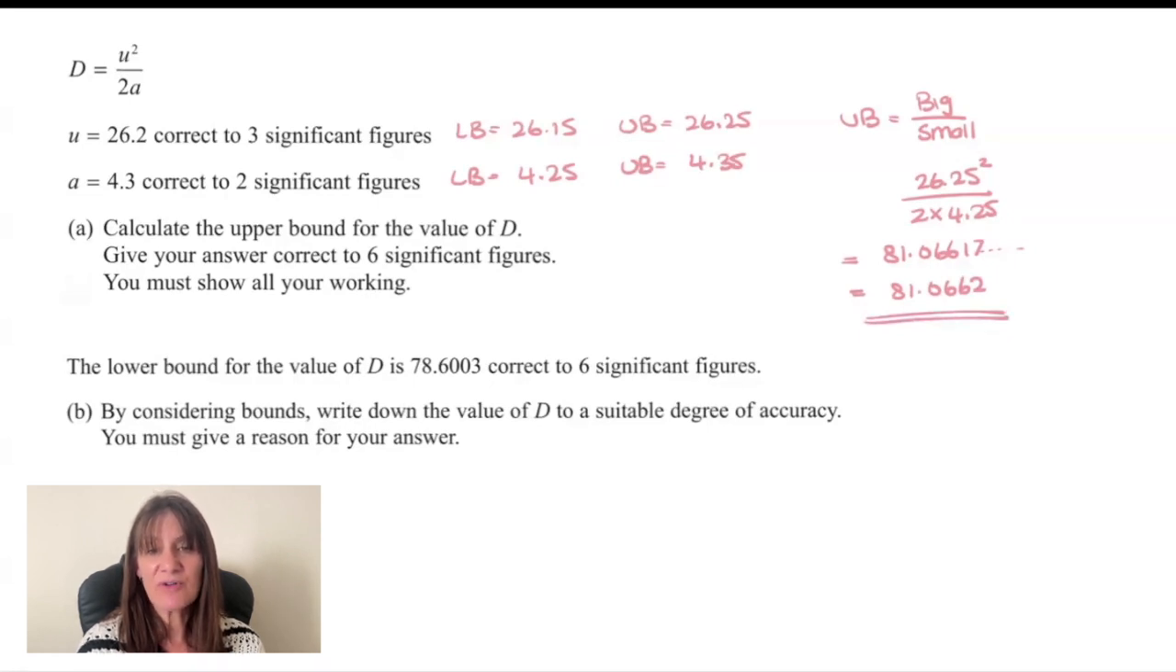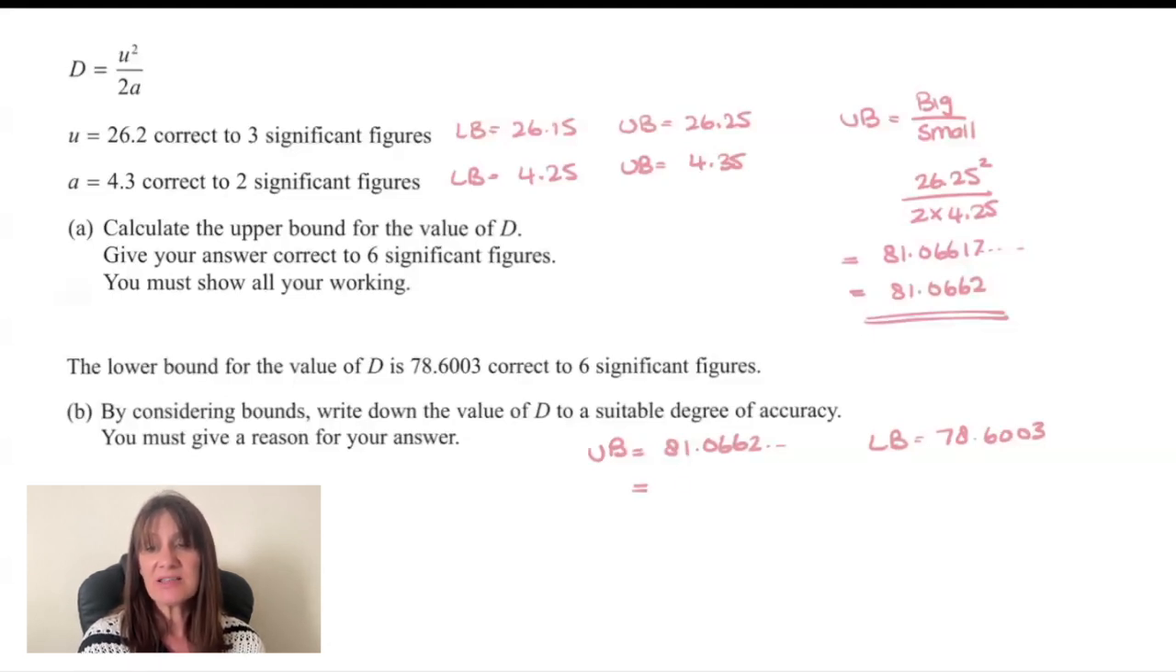The next part of this question is giving us the lower bound for D as 78.6003, and we've got to write down, by considering our bounds, a suitable degree of accuracy. So from part A, we've got our upper bound of 81.0662, and for the lower bound, they've given us 78.6003. What we're going to do is we're going to start rounding so that we can see what would be a suitable degree of accuracy.